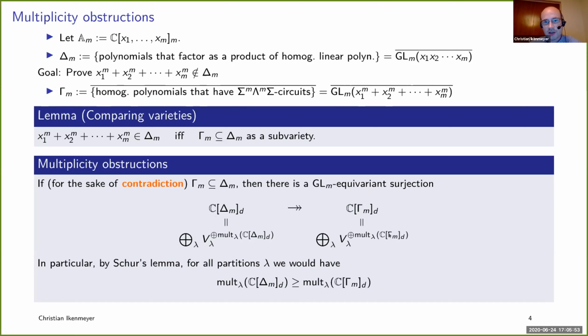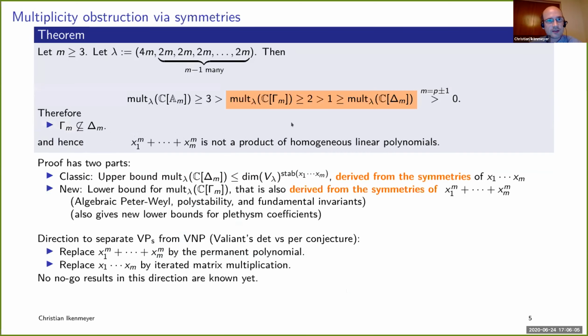This is just how often a specific irreducible occurs, right? So Schur's lemma says that these multiplicities on the delta side must always be greater or equal to the multiplicities on the gamma side. If this is not the case, we get the separation that we want, okay? And indeed, we do get this. A very simple lambda actually gives this.